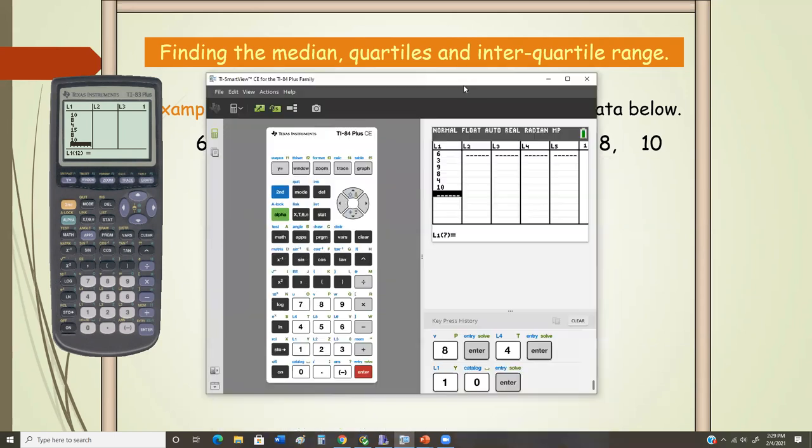And 8, 4, 15, 8, 10. 8, 4, 15, 8, and 10.